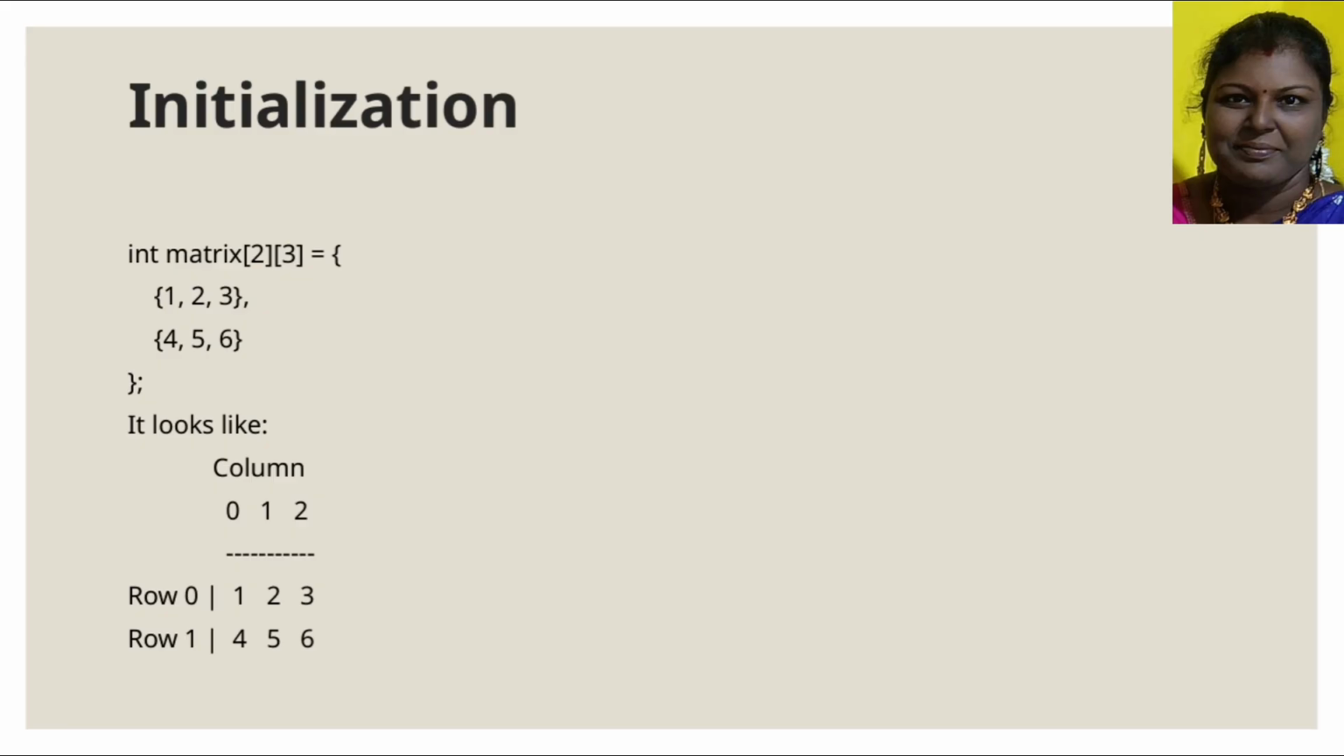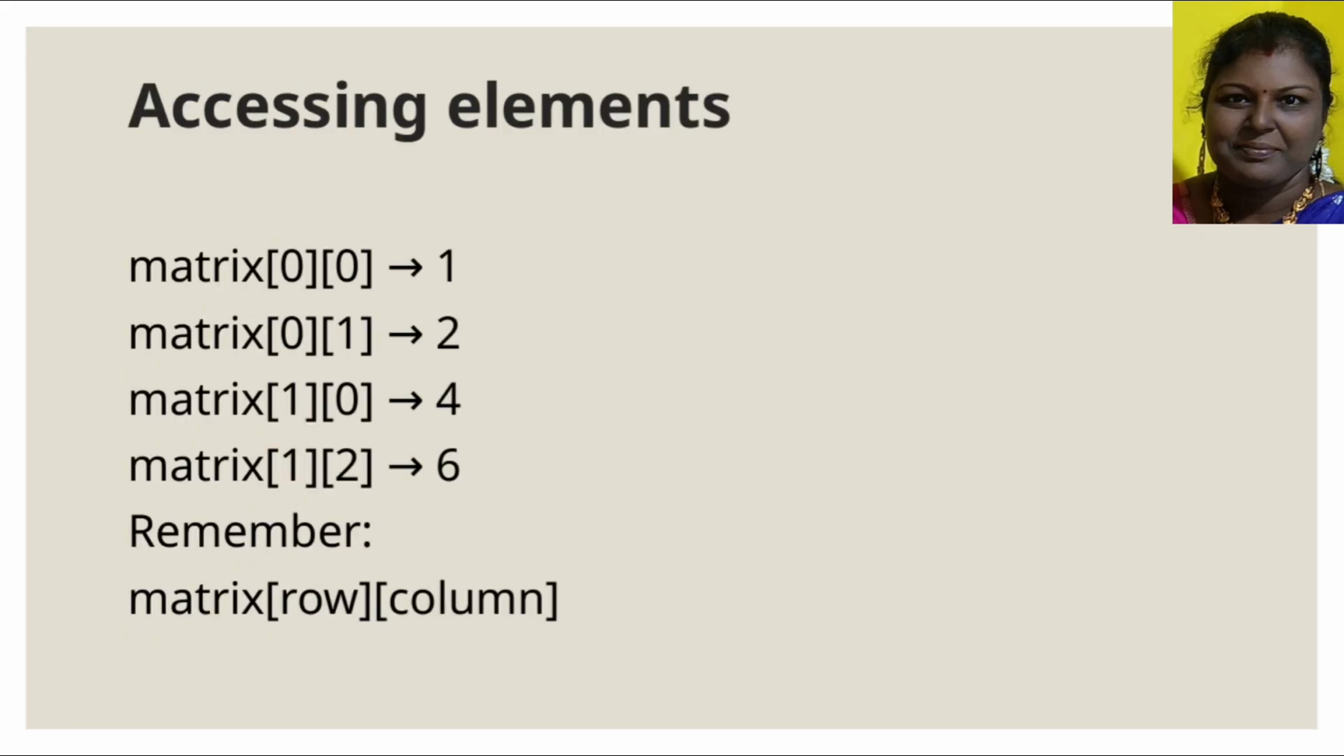Let's take a closer look at how we access elements in a matrix. We use 2 indices. The first is the row, the second is the column. For example, matrix[0][0] points to the element in the first row and first column, which is 1. Matrix[0][1] is the first row, second column, that's 2. Remember, this notation helps us pinpoint any value in a grid-like structure, row by row, column by column. It's the foundation for working with matrices.